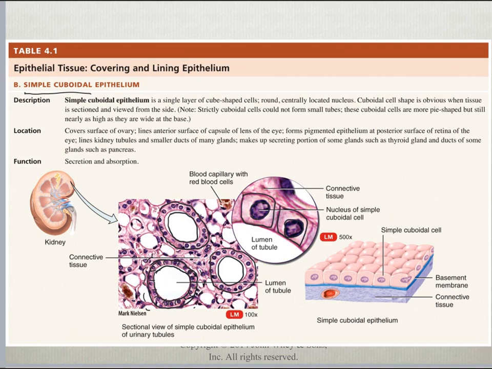As far as location, we're going to pick pretty much one spot, one place to find this, and that's going to be the kidneys. You can go through your book and look at the surface of the ovaries. We can go to the posterior surface of the retina. We can go to some smaller ducts and glands as being simple cuboidal, maybe some glands in the pancreas as well. But again, try to make your studies a little bit easier and focus on one place that we find it, specifically here, as we show in the tutorial video, the kidneys.